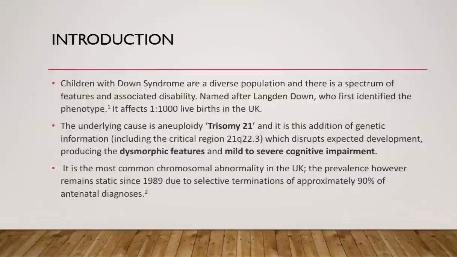The underlying cause is aneuploidy, trisomy 21, and it is this addition of genetic information, including the critical region 21q22.3, which disrupts the expected development, producing the dysmorphic features and mild to severe cognitive impairment. It is the most common chromosomal abnormality in the UK. The prevalence, however, has remained static since 1989 due to the selective termination of approximately 90% of antenatal diagnoses.